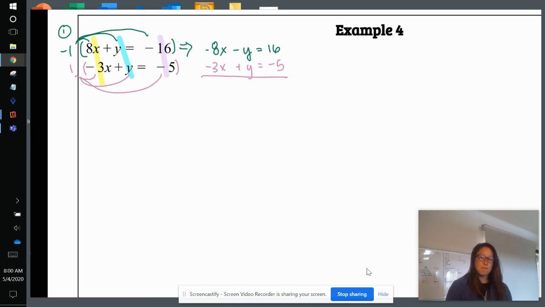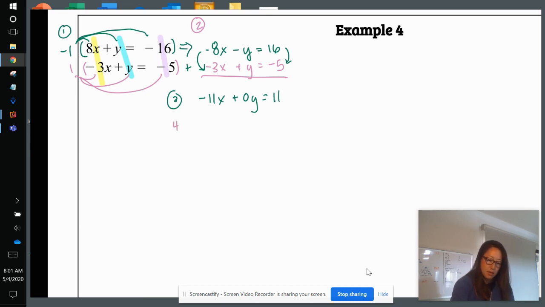Distribute. Okay. That is step number 2. Same coefficient with opposite signs, so we call those opposites. Okay, step number 3. We add vertically. So -8x plus -3x gives me -11x. -y plus y gives me 0y. I wrote that arrow weird. Okay. And then 16 plus -5 gives me 11.